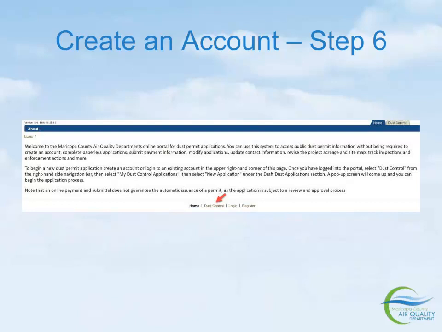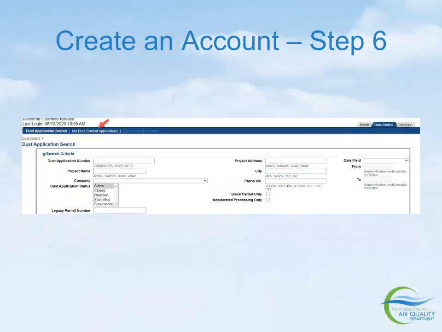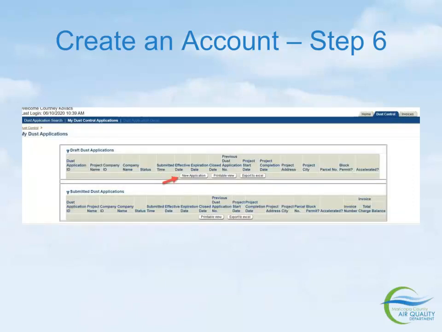You can now begin a new application by selecting Dust Control at the bottom of the page. From there, select My Dust Control Applications on the top navigation bar. Next, select New Application from under the Draft Dust Applications section. Our presentation will now provide an actual walkthrough of the application process for a block permit application.